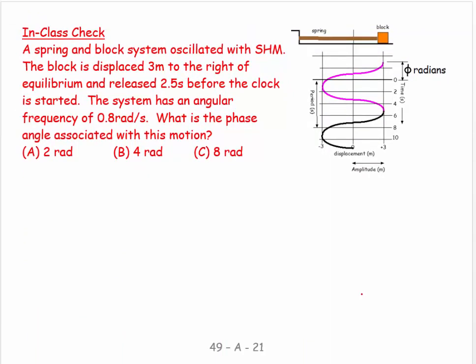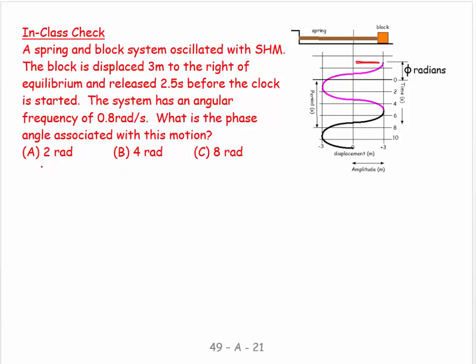Here's an example. A spring and block system oscillates with simple harmonic motion. The block is displaced 3 meters to the right. So that distance there is 3 meters to the right of the equilibrium and released 2.5 seconds before the clock is started. Okay, so this will be one of those cases where we'd add the phase angle. The system has an angular frequency of this and it has a phase angle. And it says what is the phase angle associated with this motion.